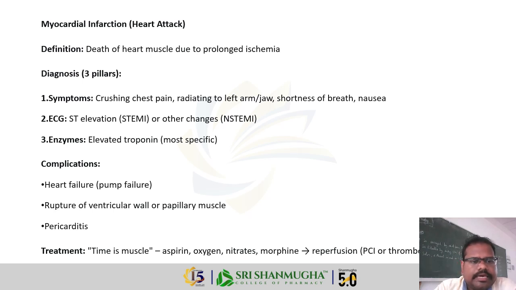Then enzymes. What are enzymes? We have a lot of enzymes in the body, and one of them is troponin. The troponin level is elevated in a myocardial infarction patient. So these are the three diagnostic methods that we can see. What are the complications? If we get myocardial infarction, we may get heart failure, that is the heart may not pump, rupture of the ventricular wall or papillary muscles, and then pericarditis. So these are the three complications.